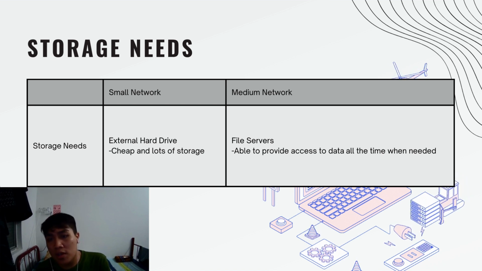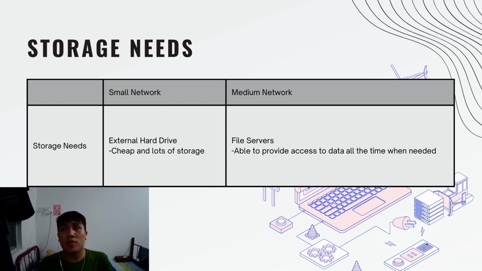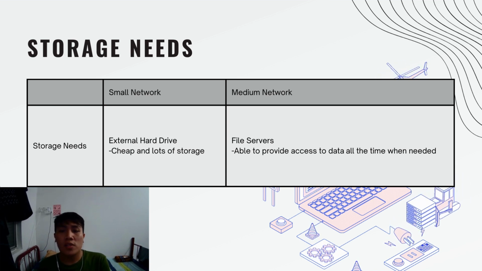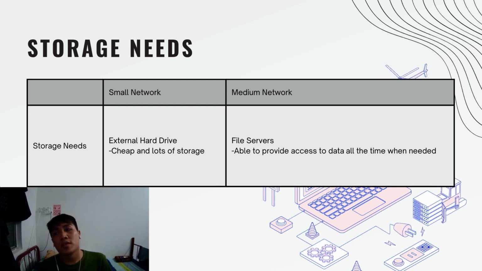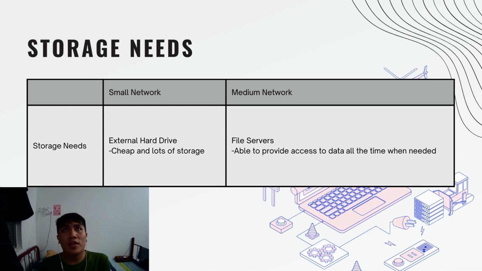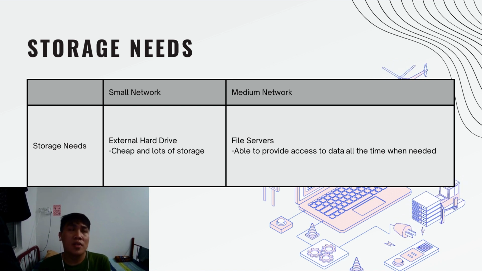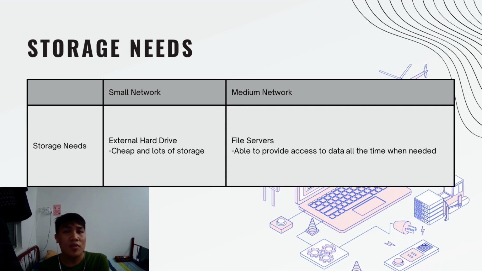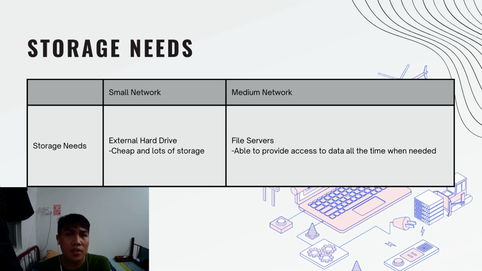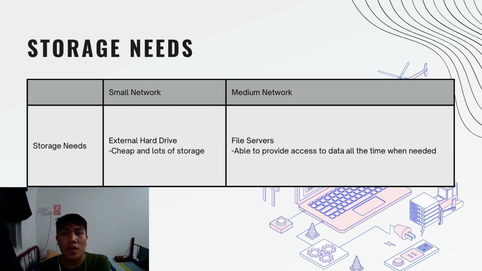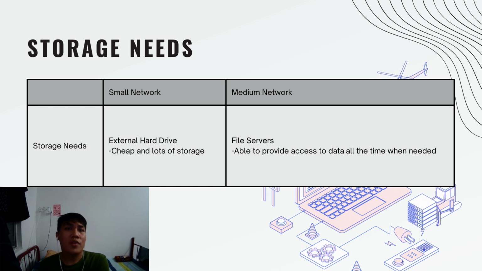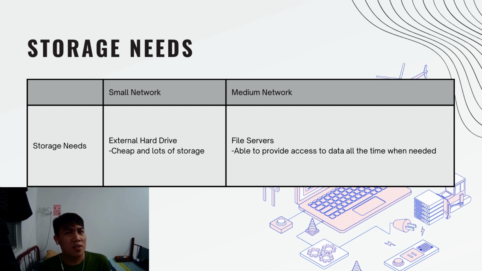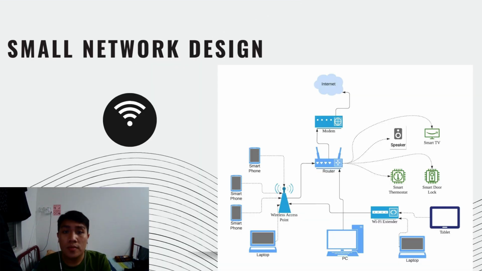And for the medium network, this is the function of the file servers we mentioned earlier, according to the question. It is able to provide access to data all the time when needed. For example, one thing we learned during our data server room visit is that the servers actually hold data like projects for the lecturers, or mostly lecturers or master students, I think, so that they can access it anytime they want without having to store it on their devices, because it can take up a lot of space. Okay, moving on to the next part.